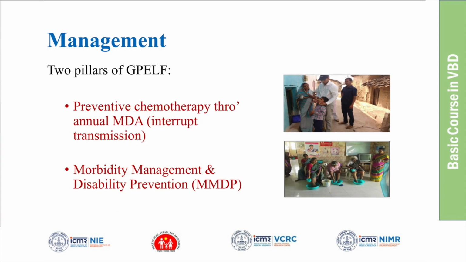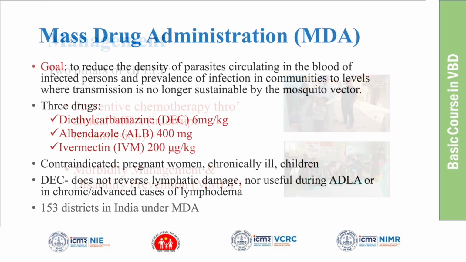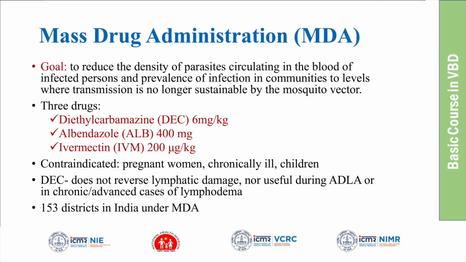Then we move to the management. So basically, the global program to eliminate lymphatic filariasis has two pillars. The first pillar is preventive chemotherapy through annual MDA, basically to interrupt transmission. The other one is morbidity management and disability prevention, which is also called MMDP. This is basically for those people who are already infected and presenting with symptoms of lymphedema or elephantiasis.